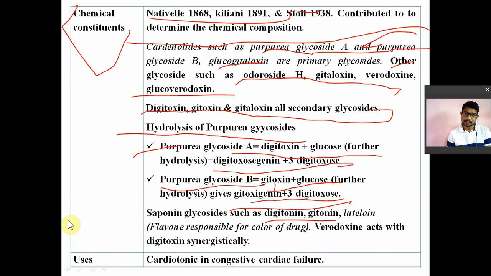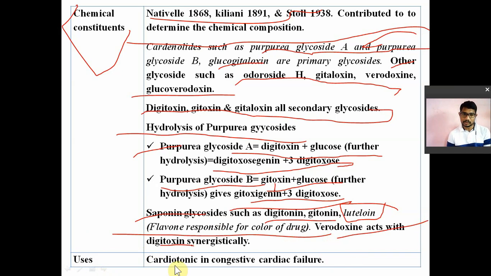Then saponin glycosides such as digitonin and gitonin are also present in Digitalis. There is one important chemical constituent known as luteolin, a flavonoid compound or flavone responsible for the color of this drug. Then verodoxin is a secondary glycoside in Digitalis that acts synergistically with digitoxin.